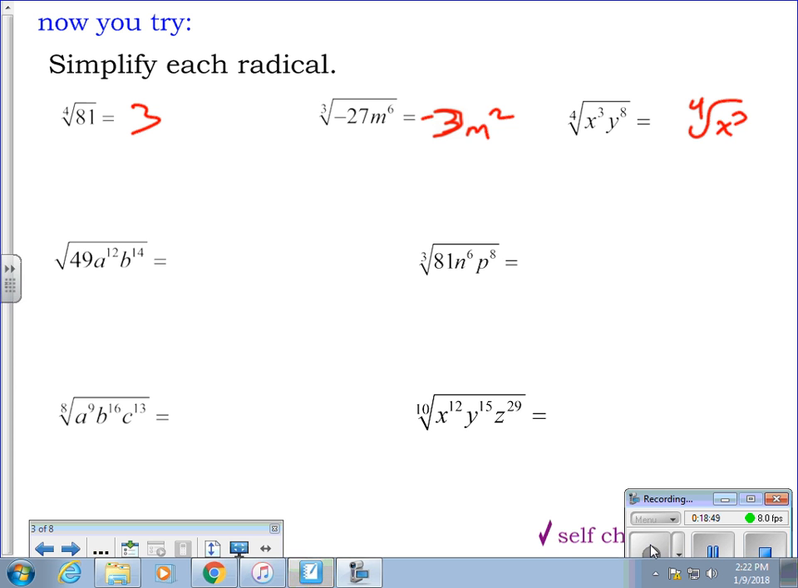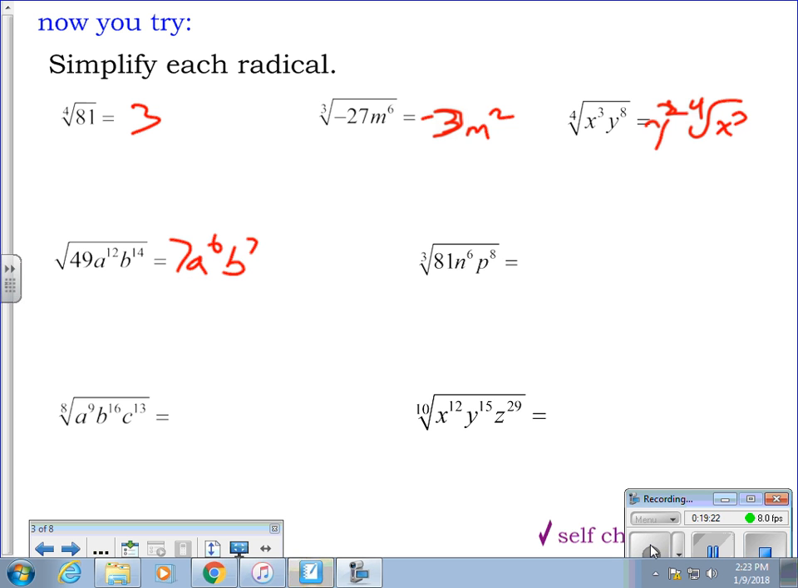Now I can do the 4th root of y to the 8th. 8 divided by 4 is 2, so that means I have a y squared out front. Okay, some is inside, some stays outside. That's just the way it is. This is square roots. This is nice. Everything's a perfect square because these powers are even, so I can divide them evenly by 2. Square root of 49 is 7. Half of 12 is 6, so I get a to the 6th. Half of 14 is 7, so I get b to the 7th.